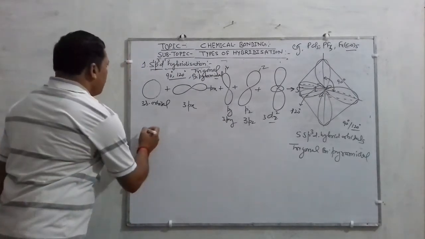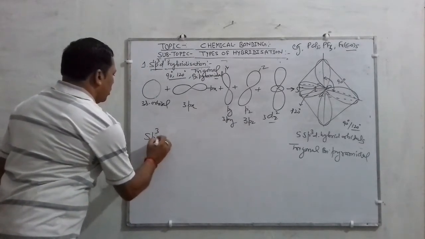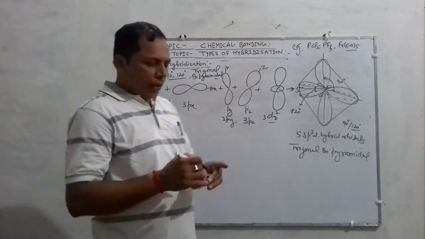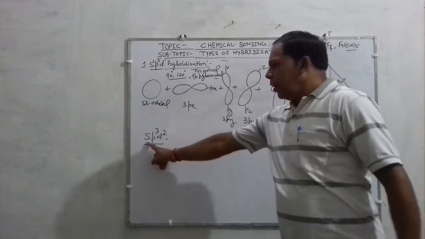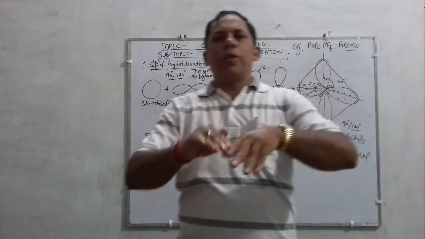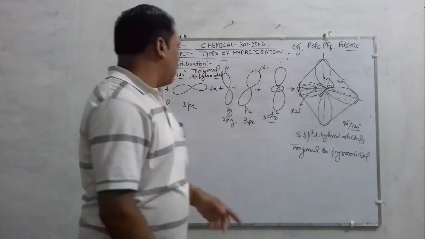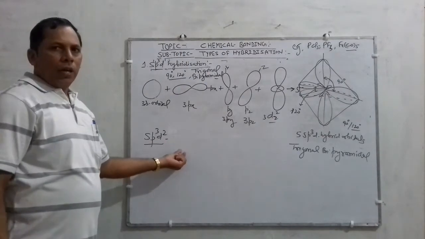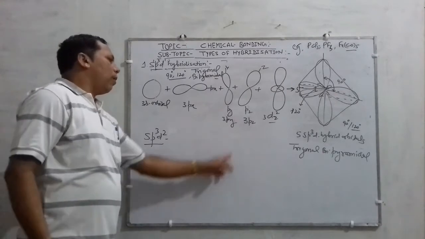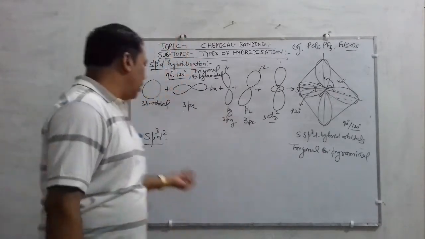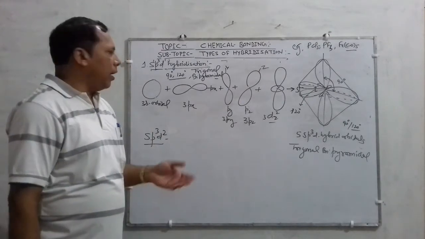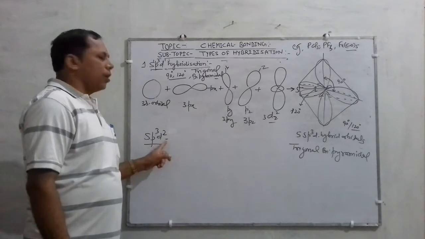Similarly, the next hybridization is called sp3d2 hybridization. What happens? Listen, in the case of sp3d2, children, one s, 3p and 2d orbitals mix together, leading to the formation of 6 new orbitals of almost equivalent energy. These newly formed orbitals are called sp3d2 hybrid orbitals, and the hybridization is called sp3d2.